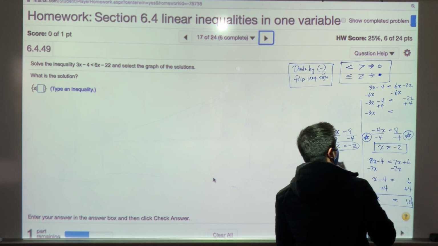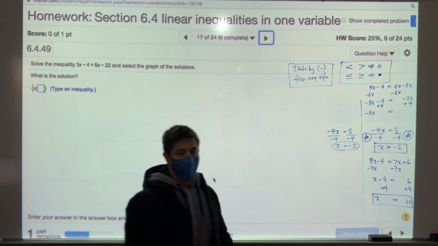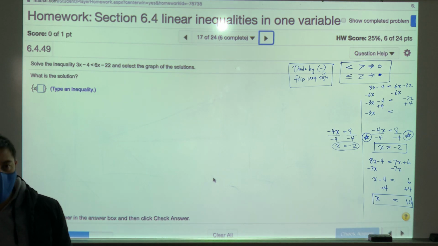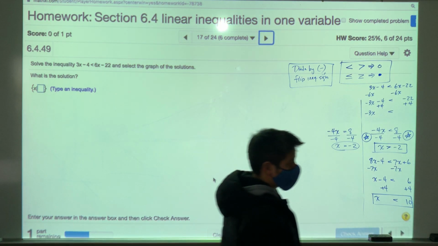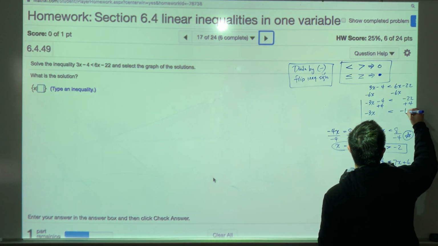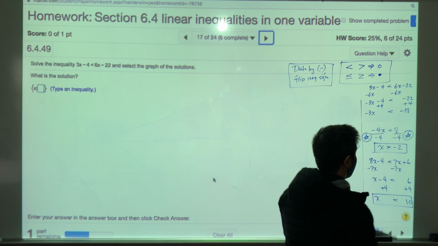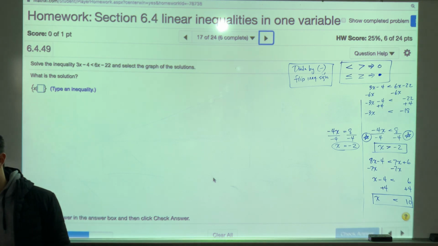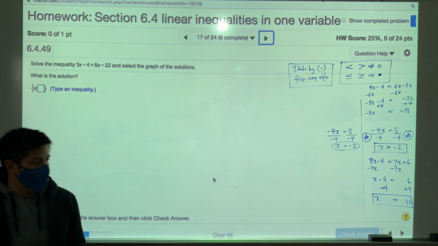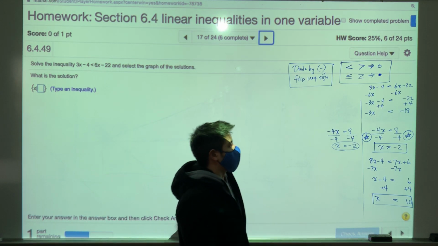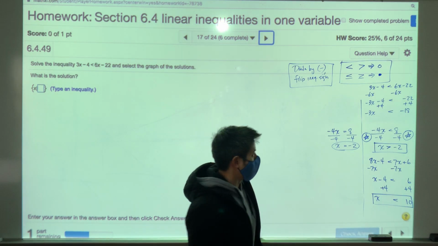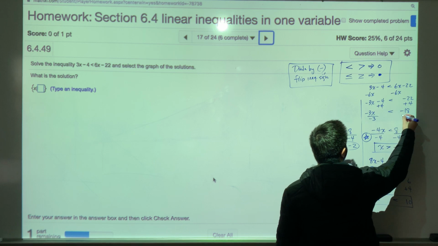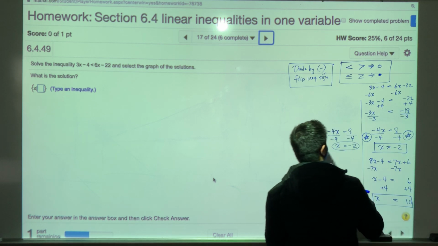-3x is less than, and this is a very, very common place for students to make a mistake, -22 plus 4 is going to be a -18. Very easy to make a mistake there. Hopefully you got yours correct and didn't have too many issues with your signs. And now you can see why I left this one here. I'm going to have to divide both sides by -3.